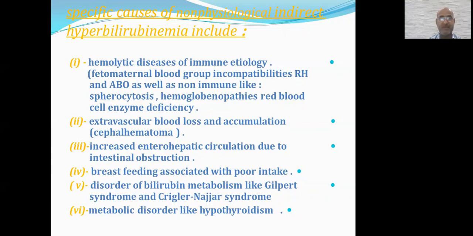So hemolytic may be immune, like Rh or ABO, or non-immune, like spherocytosis, hemoglobinopathy, or red cell enzyme deficiency. This is important to differentiate between hemolytic and non-hemolytic. Other important causes: extravasation or extravascular blood collection, like kidney hematoma, and increased enterohepatic circulation due to intestinal obstruction.